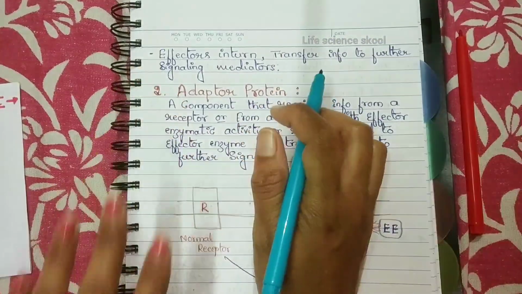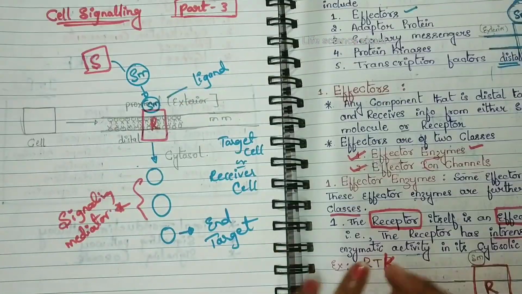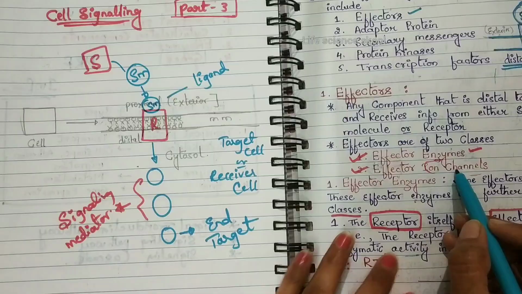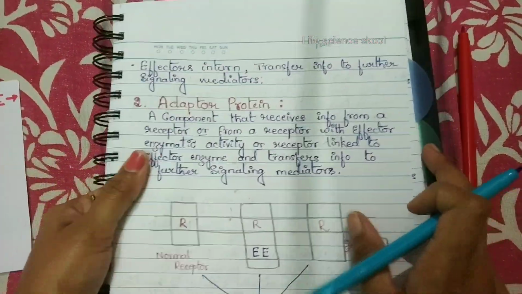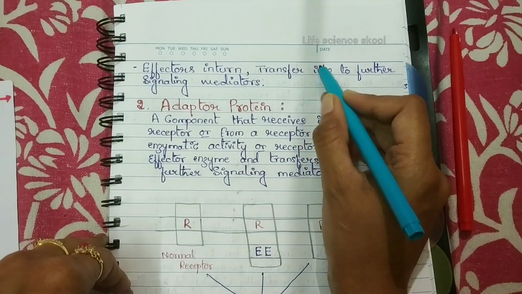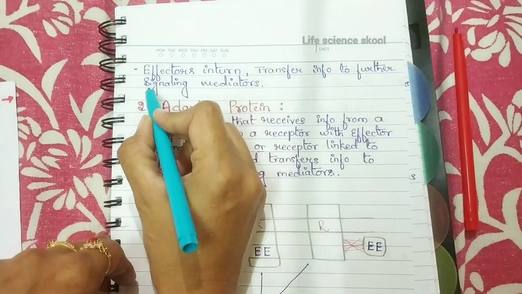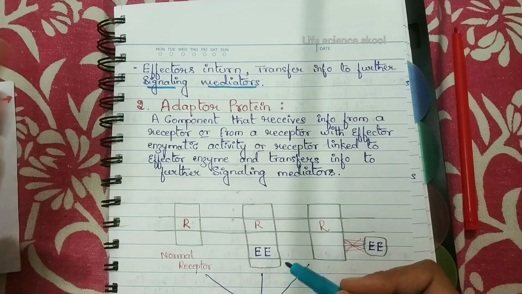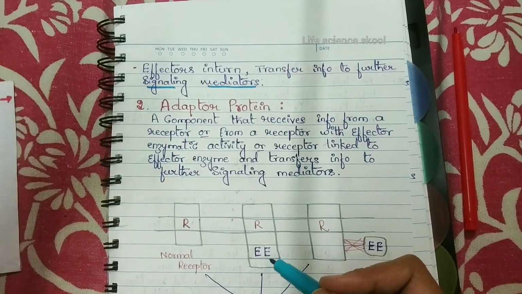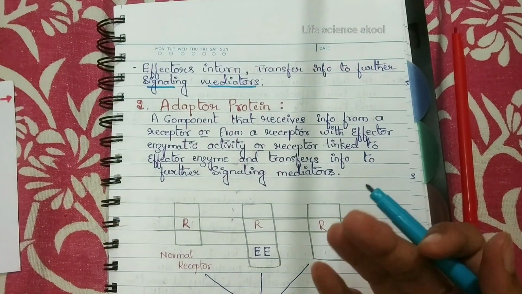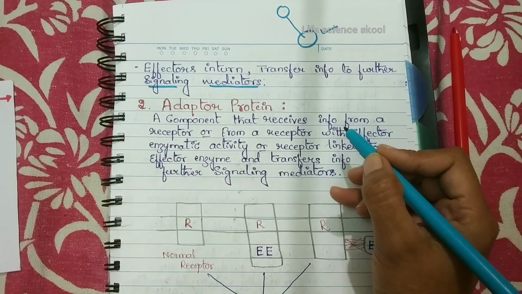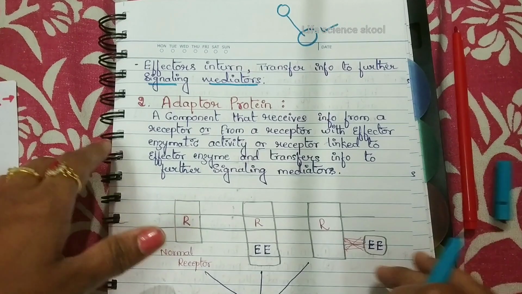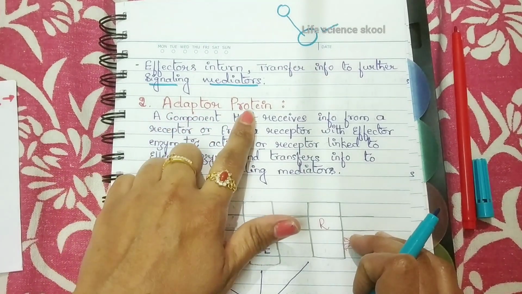What we have studied, effectors, means signaling mediators which are of two types: effector enzymes and effector ion channels. These effectors in turn transfer information to further signaling mediators. We know that there are 5 signaling mediators, so after the effectors the information moves to another signaling mediator. Now we will learn the second type of signaling mediator, that is adaptor proteins.